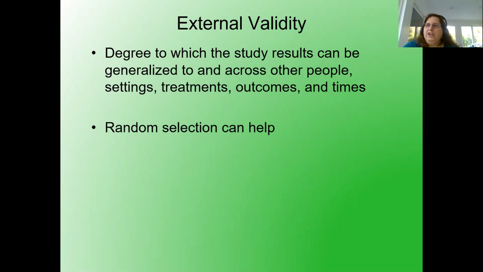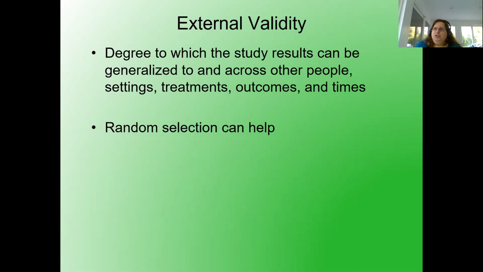Let's now turn our attention to external validity. This is the 4th and final type of research validity we're going to talk about. External validity has to do with the degree to which study results can be generalized to and across other people, settings, treatments, outcomes, and times.